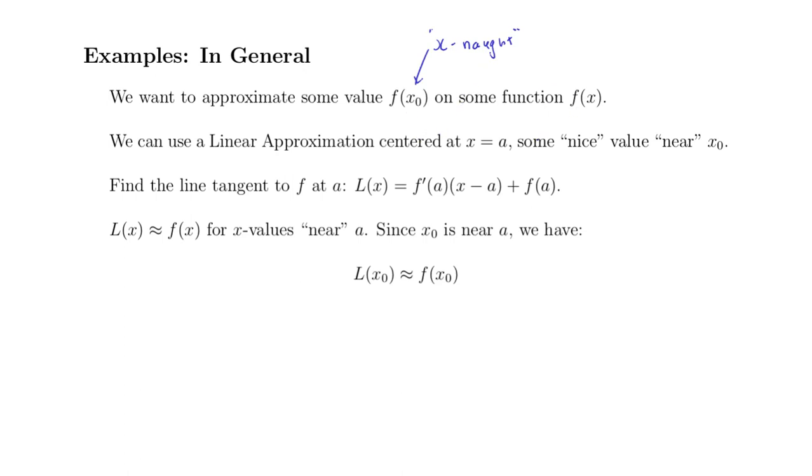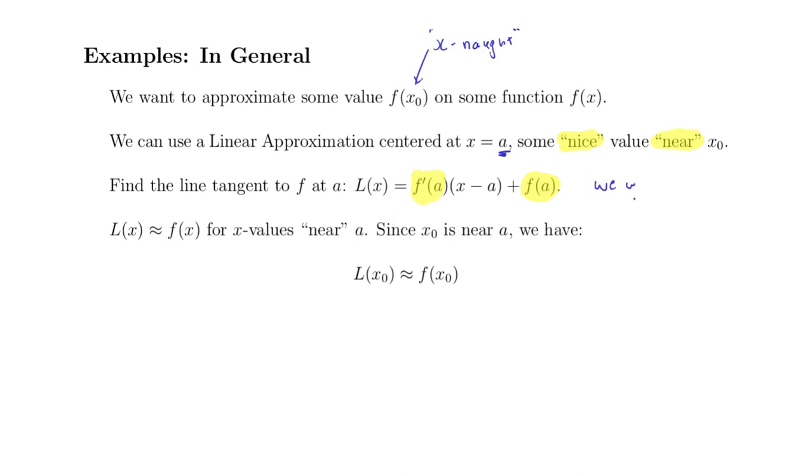For some general function f of x, the way that we're going to do that is use a linear approximation centered at some value. We'll call it a. That's the point at which we're going to build the tangent line. And we're going to call that some nice value. We'll explain what that means. Near x sub 0. So we have some value that we're looking at. Find an x value that's close to this one and is nice. What do we mean by nice? Well, notice we have to evaluate our derivative at a, and we have to evaluate our function at a.